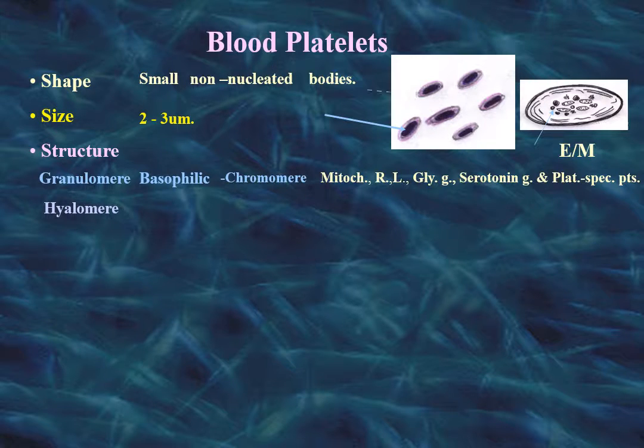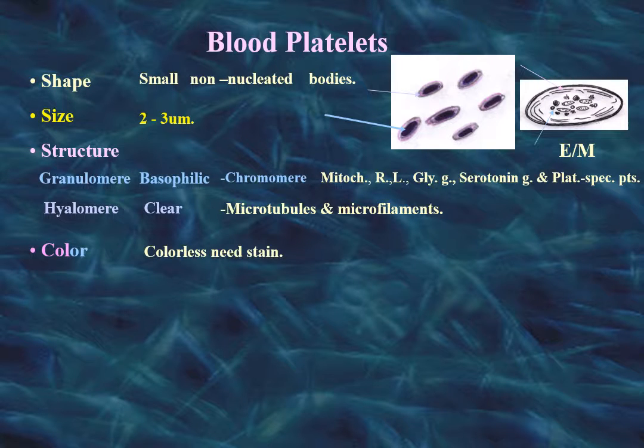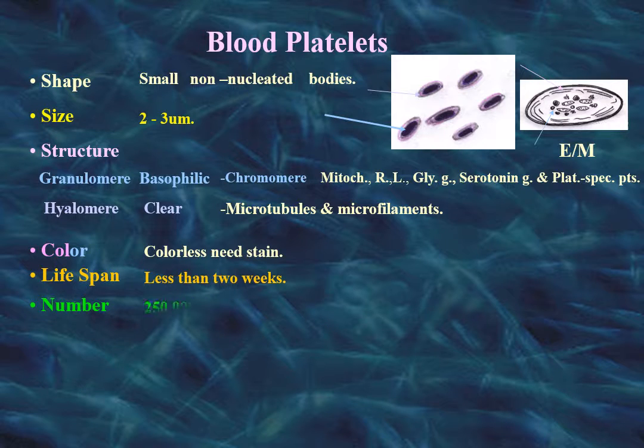The platelet also contains the hyalomere, which is a peripheral clear zone. By electron microscope, it contains microtubules and microfilaments that help to maintain the disc shape of the blood platelets and act as a cytoskeleton. Color: they are colorless and need to be stained for examination. Lifespan is short, less than 2 weeks. Number: their number ranges from 250,000 to 400,000 per cubic millimeter.